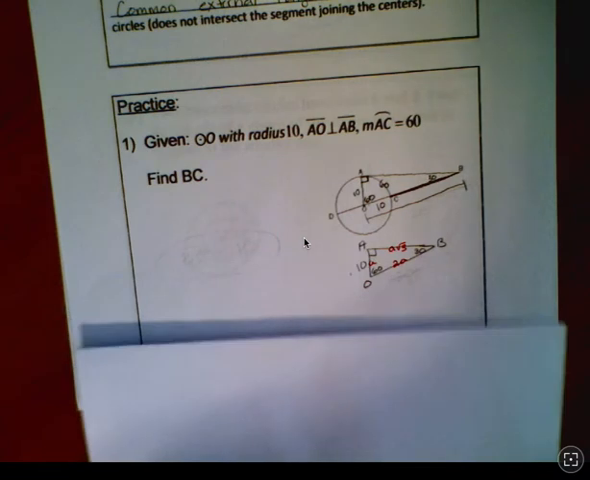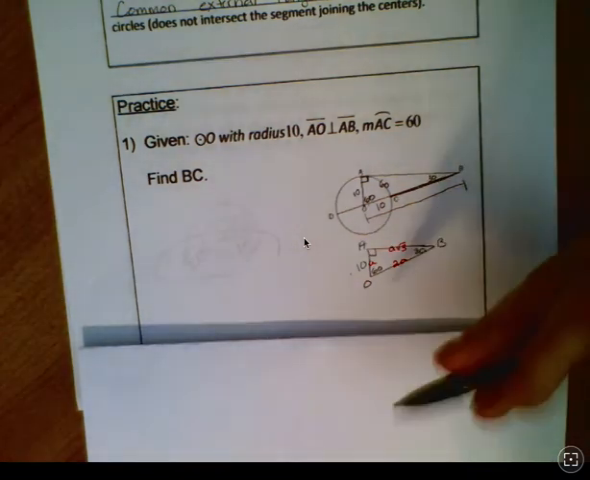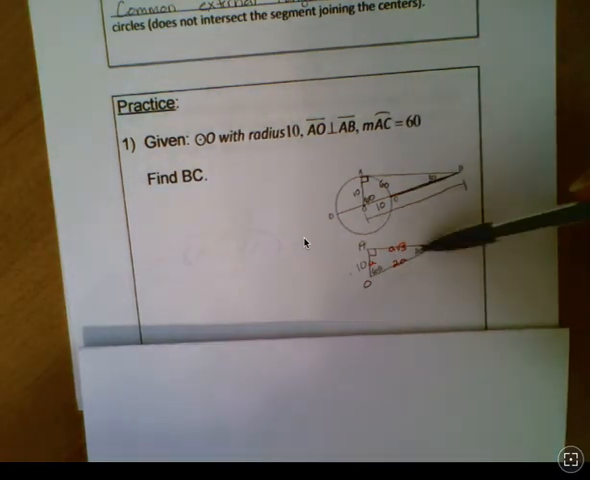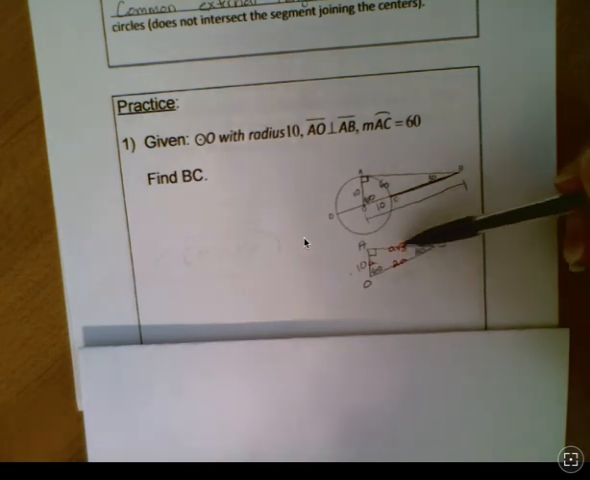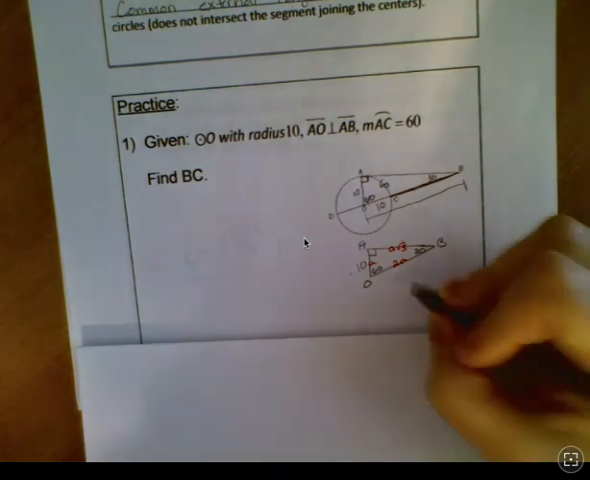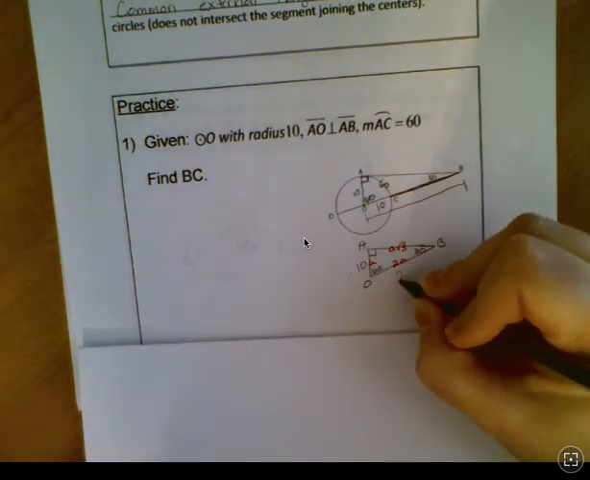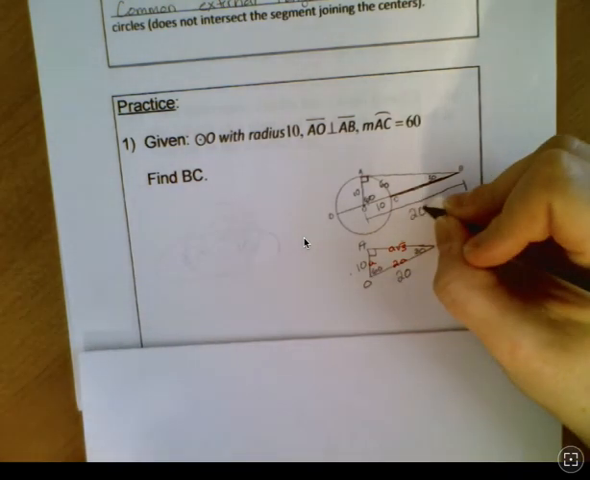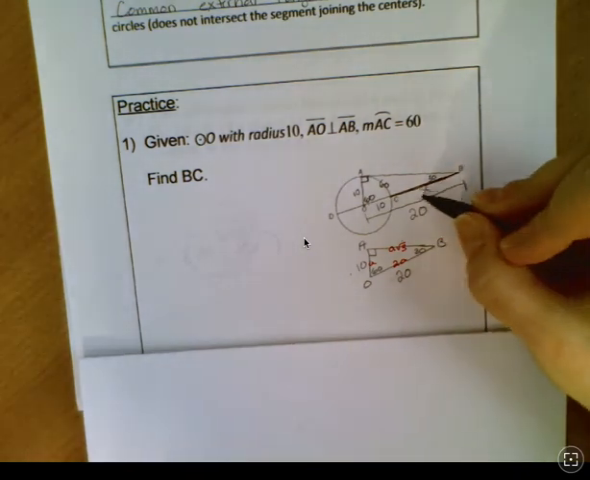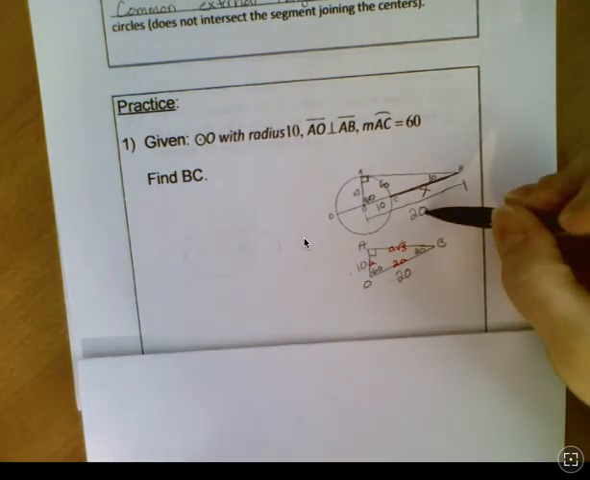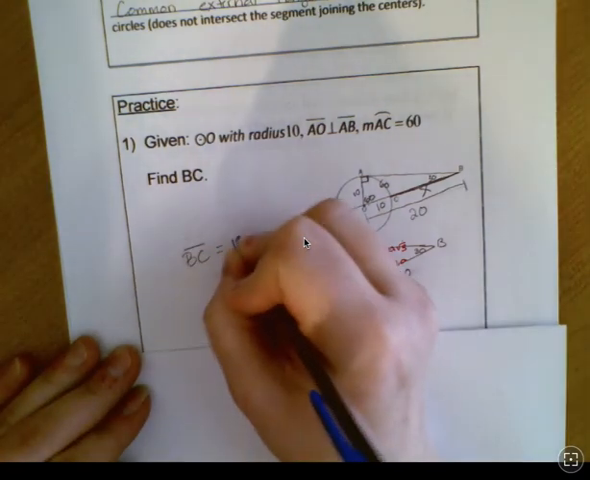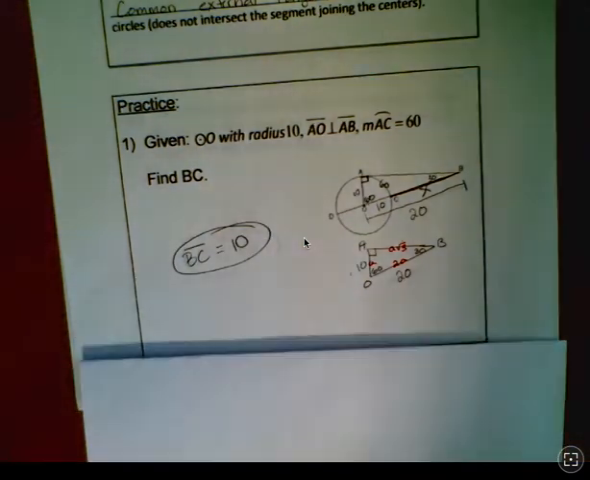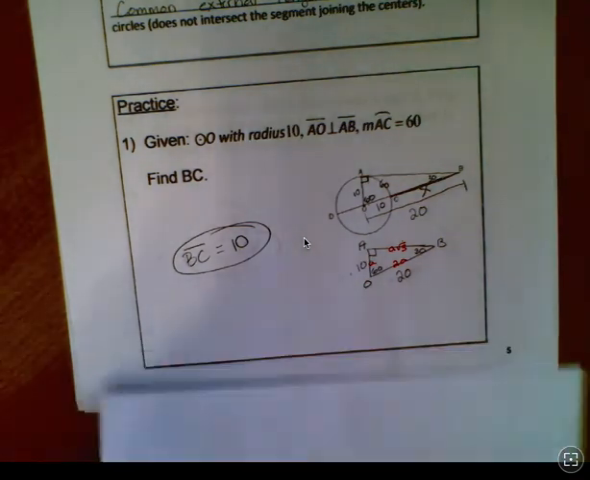So I kind of redrew the triangle. If this is 60, this is 30, I know this is 10. This is my A, 2A, A root 3. So then if A is 10, this is 20. And I just want this section, so 20 minus 10 is 10. So BC is 10.